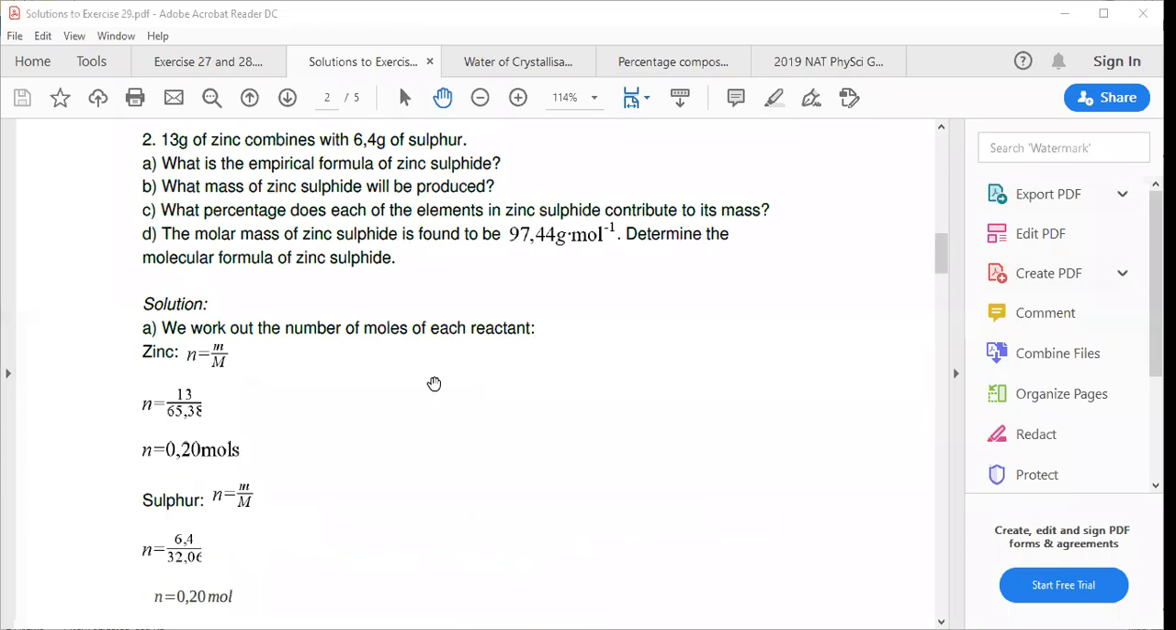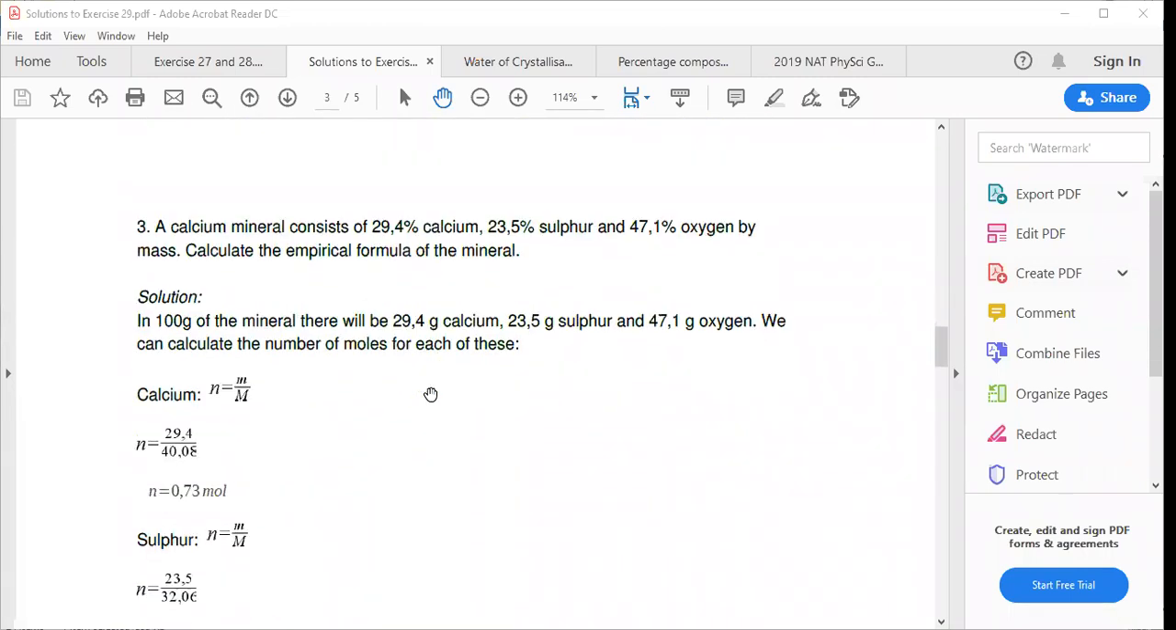Right, we move on to question number 3. A calcium mineral consists of 29.4% calcium, 23.5% sulfur, 47.1% oxygen by mass. Calculate the empirical formula of the mineral. So we need the empirical formula. So the empirical formula, where do you start?